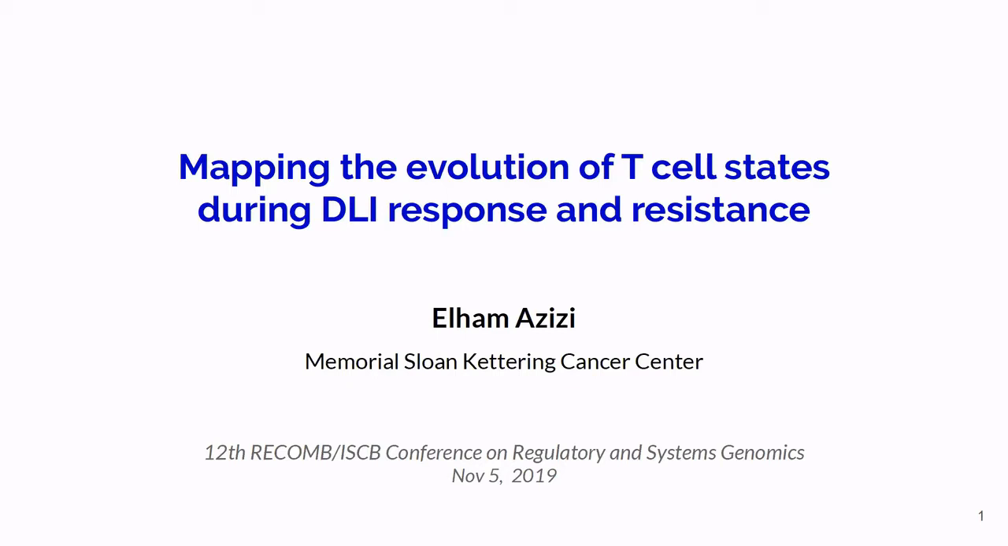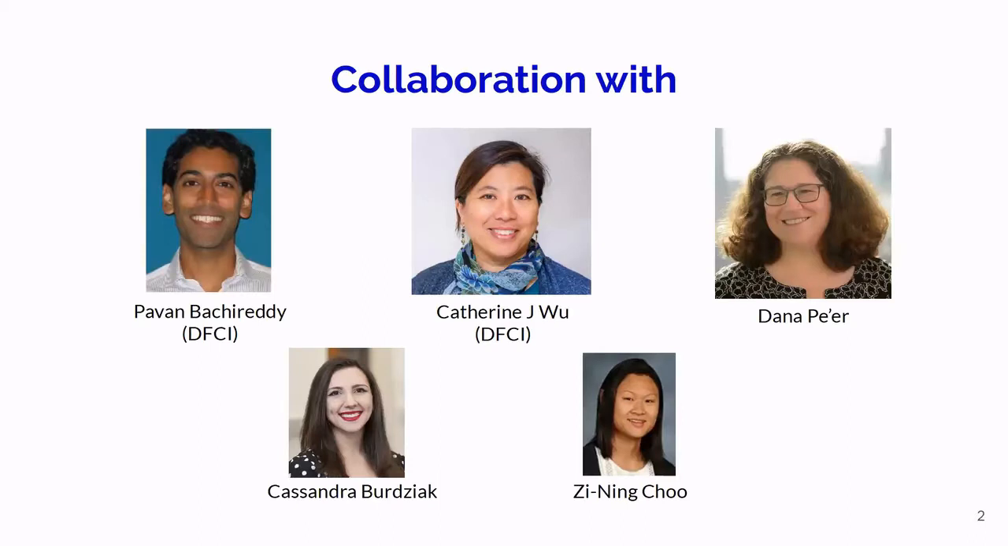So today I'd like to talk about a recent project, unpublished work on mapping the evolution of T cell states during response or resistance to a form of immunotherapy called DLI. And this work is in collaboration with Pavan Bhattacharjee, a clinician scientist in Kathy Wu's lab at Dana-Farber, of course, my mentor, Donna Peer, and the computational modeling that I'll talk about is joint work with Cassandra Burziak and Zining Chu, two grad students in the Peer lab.